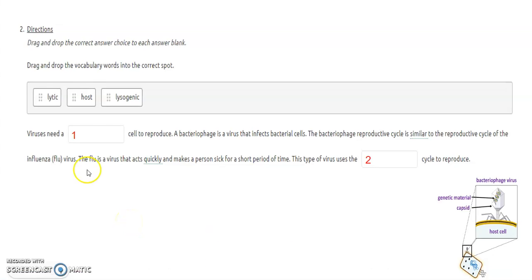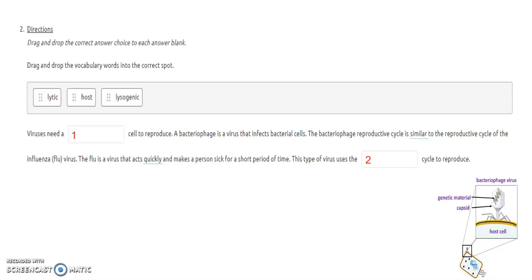So in this question, you had to take from these three words listed, and you needed to figure out which two of them correctly filled in the spots in the sentences. So it's saying viruses need a blank cell to reproduce. A bacteriophage is a virus that infects bacterial cells.